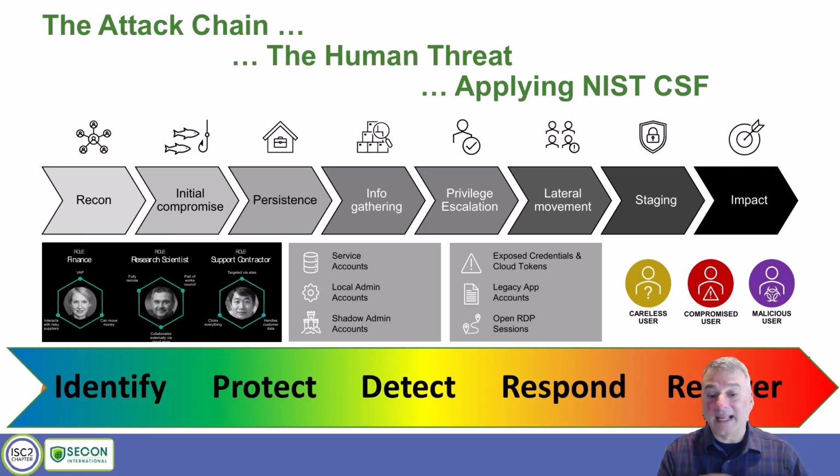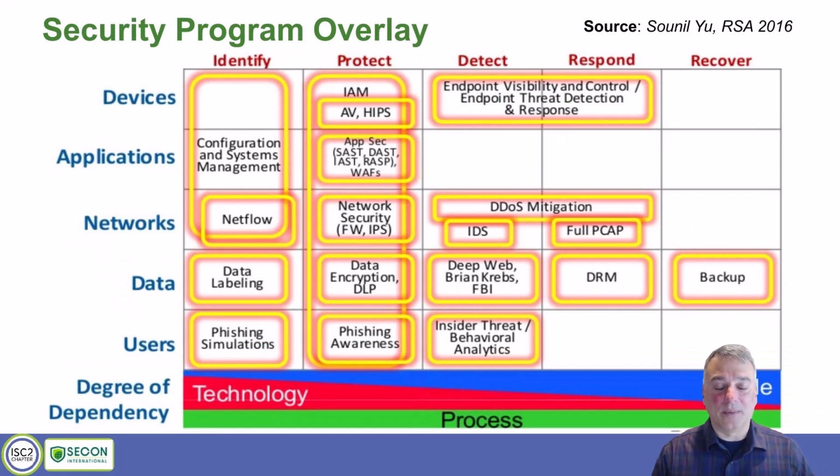So I'd like to take this even one step further and talk about the Cyber Defense Matrix, which was developed by Sunil Yu at Bank of America. It basically takes the 5 pillars of the NIST CSF and applies asset classes to it, and also the degree of dependency on people, processes, and technology. What's really great about this is that now you can map your existing tools or your existing security program to it, and you can find out exactly where you have coverage and where you don't have coverage.